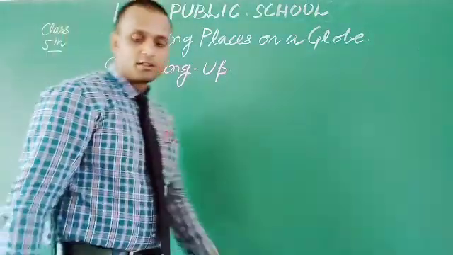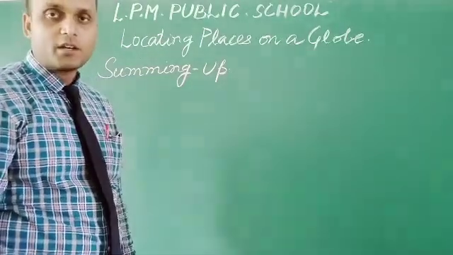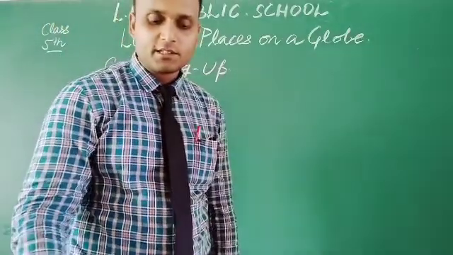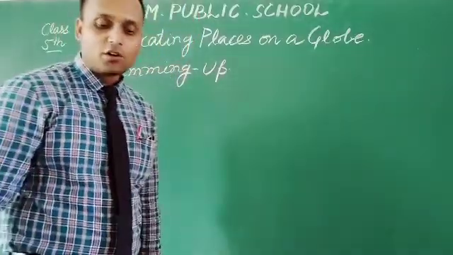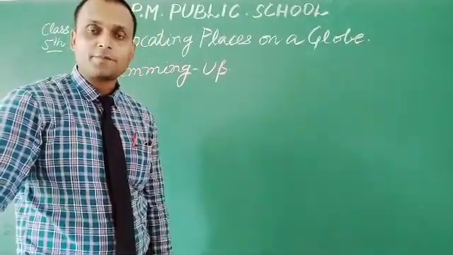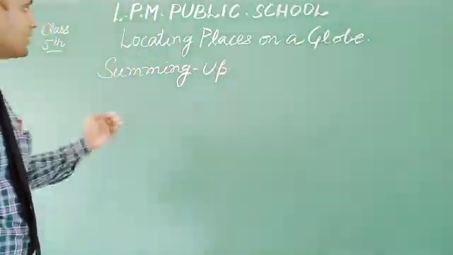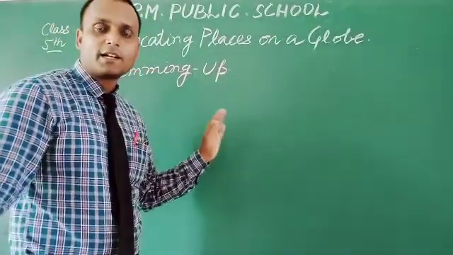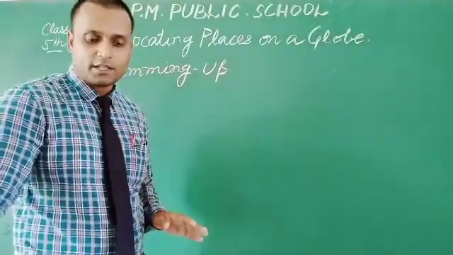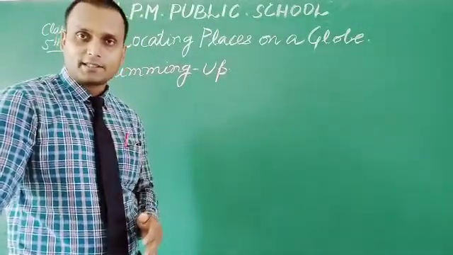Now students, look in your book on page number 6. It is given the summing up, or we can say the summary of this chapter. First point is, lines of latitude and longitude are imaginary lines used to locate places on the surface of the earth. Just prior to this, we had discussed the global grid. In the global grid, we had read exactly this point only, that lines of latitude and longitude are imaginary lines.